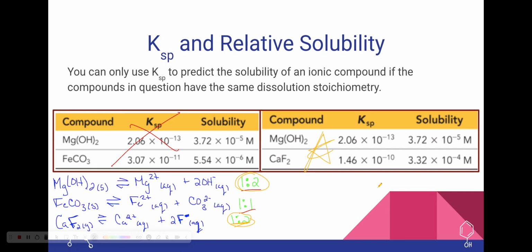That means they have to dissolve in the same way. They have to either be both 1 to 1, 1 to 2, 2 to 3, whatever it is, but the salts or ionic compounds that you're comparing must have the same ratio in terms of our stoichiometry.